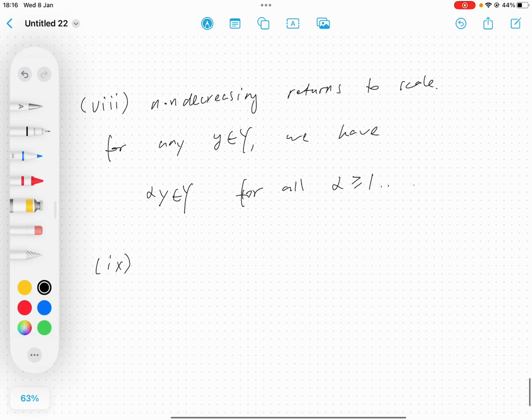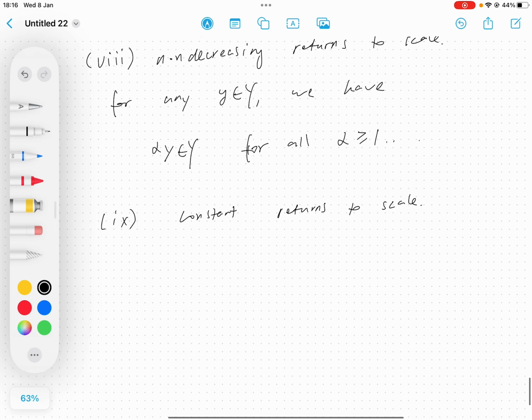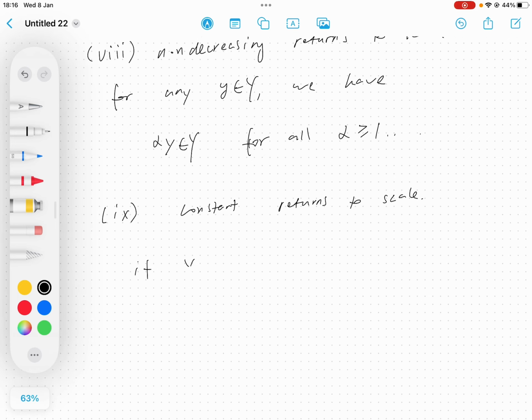And of course, the last one will be the constant returns to scale. That will be if y in Y, this implies alpha y is also in Y for any alpha. So we don't have any restriction on this alpha here. And geometrically, this capital Y will be a cone.